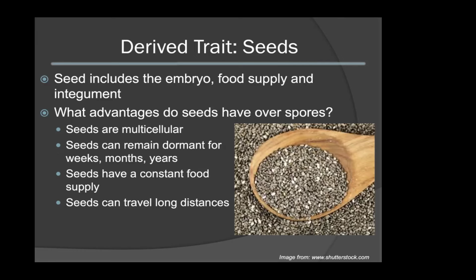Seeds are considered to be multicellular, thus giving rise to a complex plant. Seeds can remain dormant for years, weeks, or months. They have a constant food supply, which increases their rate of survival, and seeds can also travel long distances, increasing the dispersal of the plant.